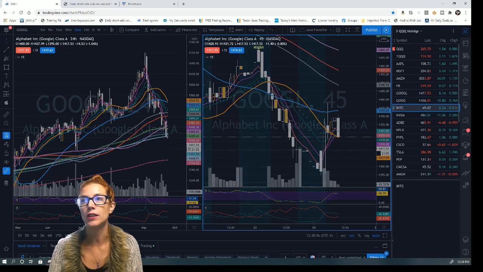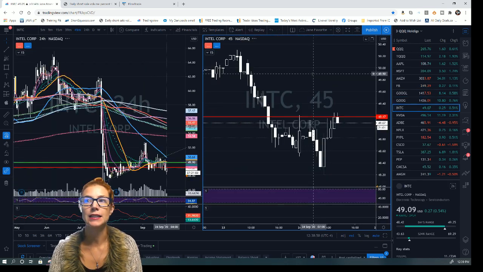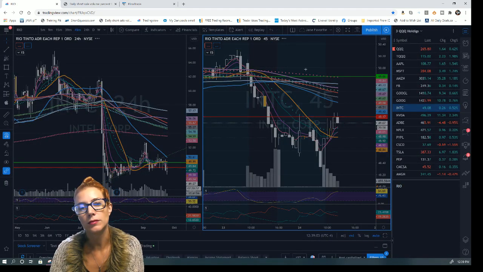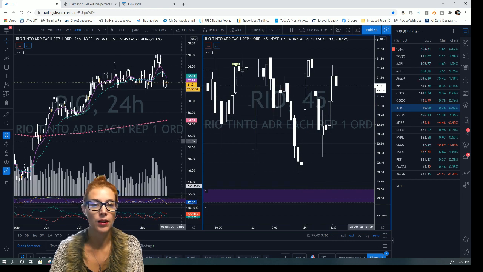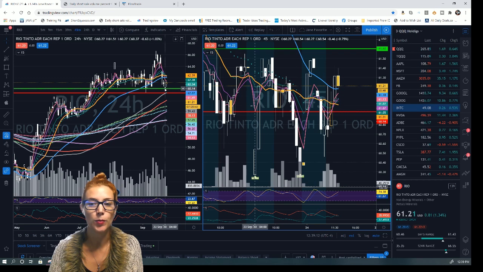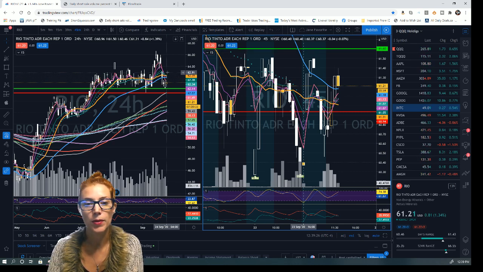All right, let's check out Intel. Rio, LAC, and CSWC. Yeah, let's look at it. So let's look at Rio. All right, Rio Tinto. So right now it looks like it might have found support over here roughly at 60.14. This area, a little bit of 3 days of sideways action. If it can close above 61.60, potential gap fill up here to 62. If it can break above 62 and then close above 63, potential gap fill up to 63.80 right here.